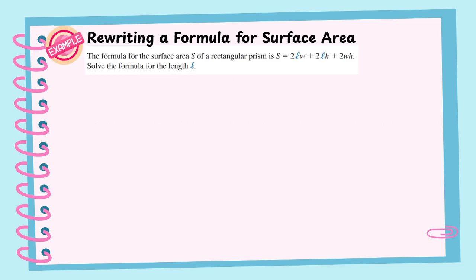Rewriting a formula for a surface area. The formula for the surface area S of a rectangular prism is 2 times length times width plus 2 times length times height plus 2 times width times height. That will give me my surface area. But it says solve the formula for the length L. What do you think I could do here to solve for L? Who can I get rid of?